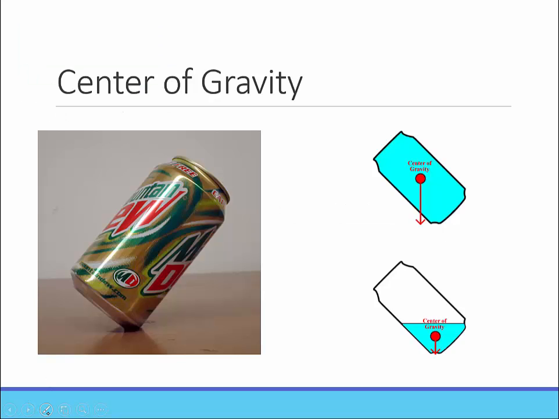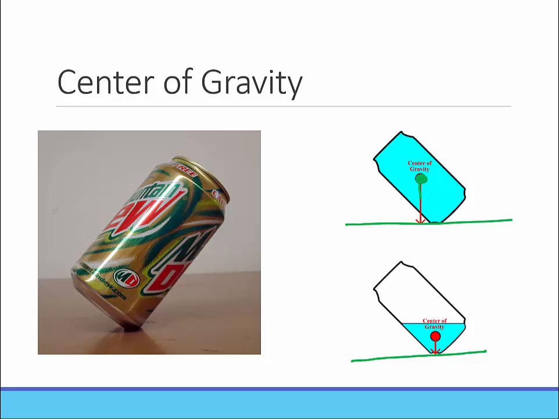So the first thing that we need to remember is something called the center of gravity. Every object has a center of gravity, and it's always going to be right in the center of whatever your object is. Now this can change depending on the shape of the object, but you've all seen a pop can do this before. You've probably done it on your own. When the pop can's full, the center of gravity is right in the middle.